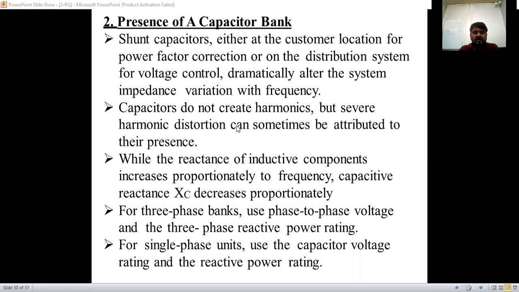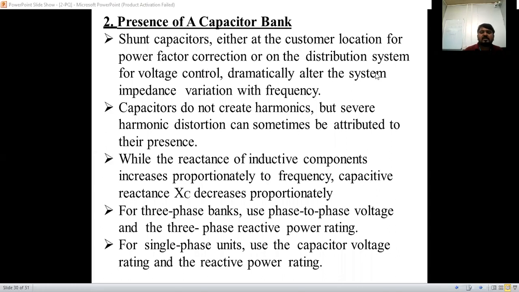I already explained generally: capacitors are installed either at the customer location for power factor correction, or on the distribution system for voltage control. So capacitor banks are used for two purposes: one is power factor correction, and the other is voltage control.